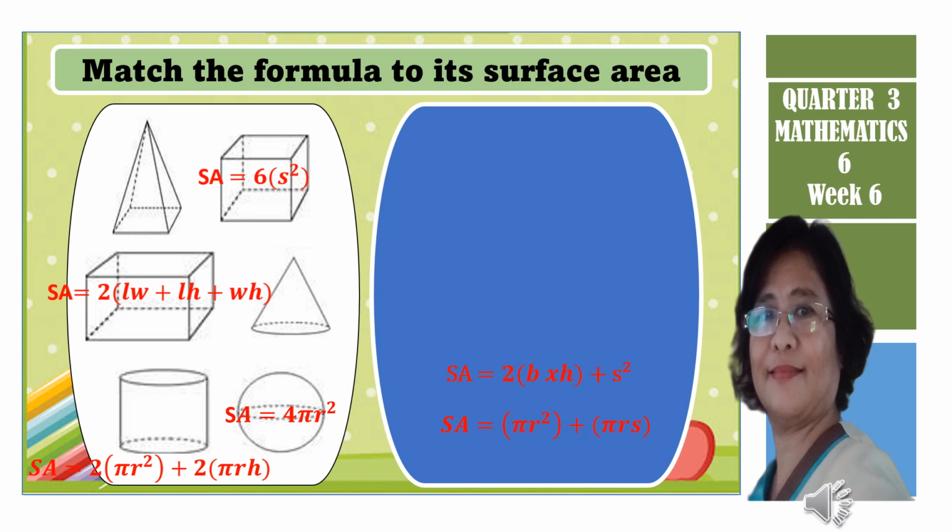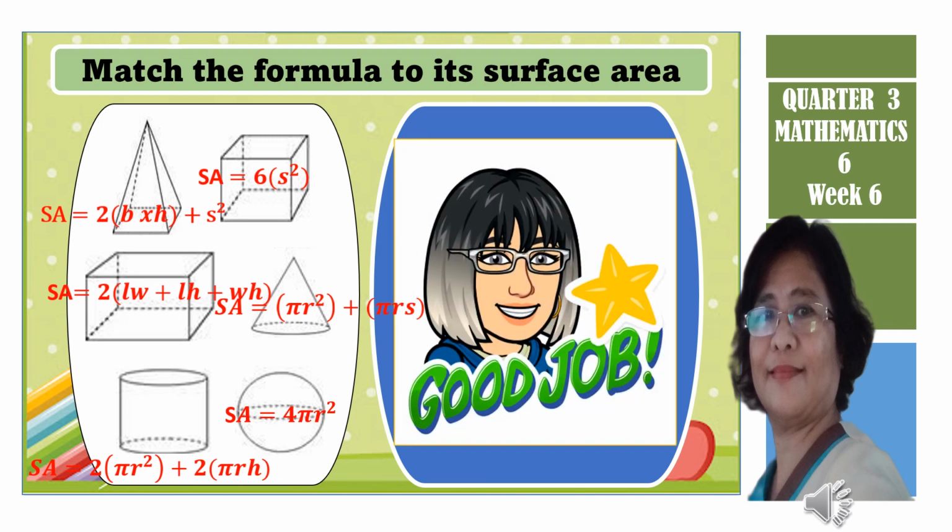Next, we have the surface area is equal to base times height times 2 plus side squared. It belongs to the square pyramid. And the last one belongs to the cone. The surface area of the cone is equal to pi r squared plus pi r side. Did you get the perfect score? Good job!